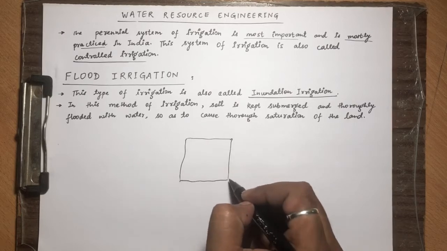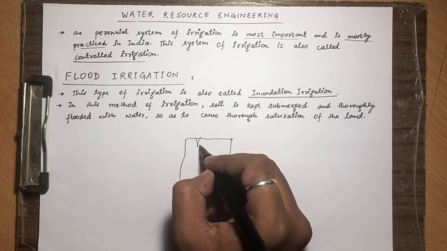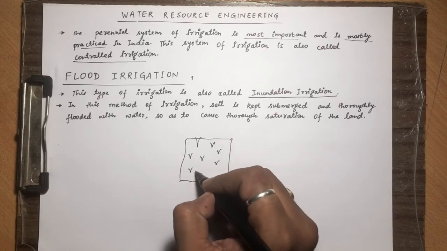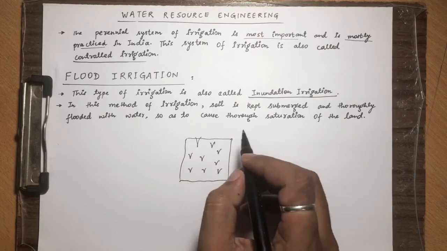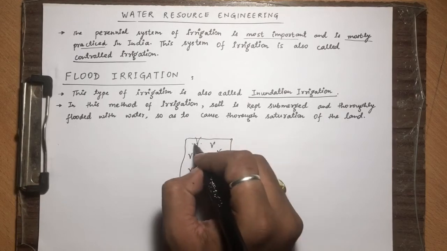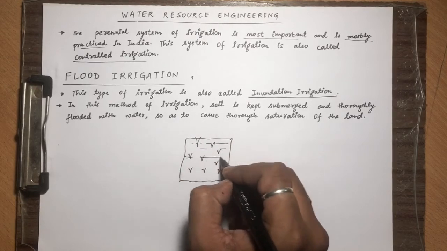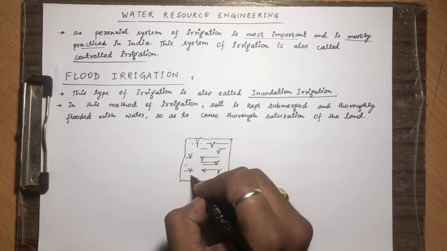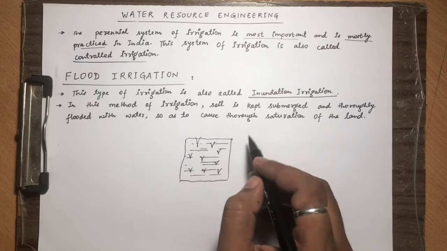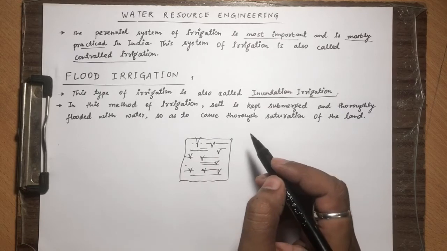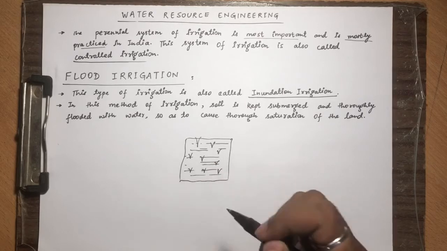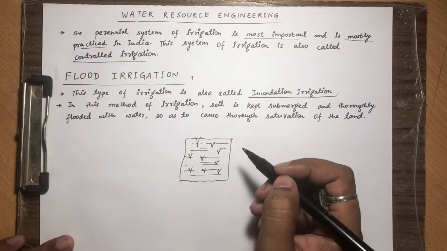So let us assume this is a piece of land. So these are crops. What we are going to do is directly put water into this field. We'll directly apply water, so this area will get flooded. So what is happening? The land is thoroughly saturated.